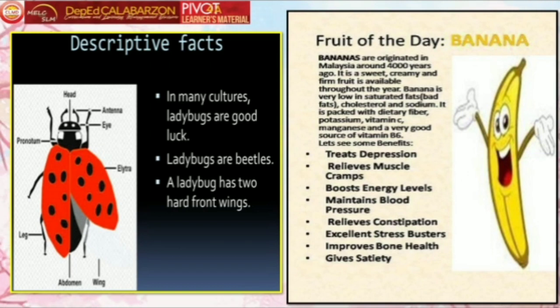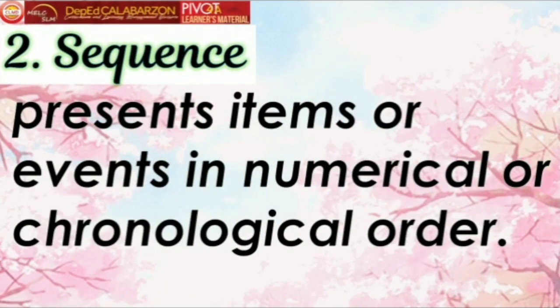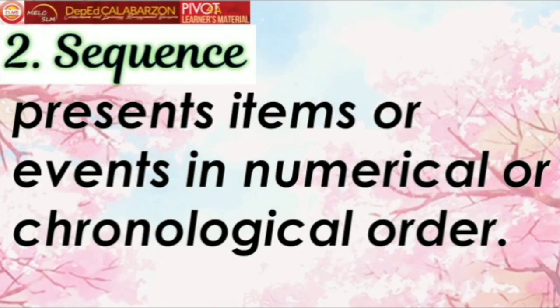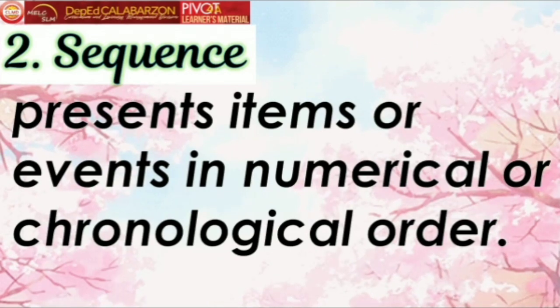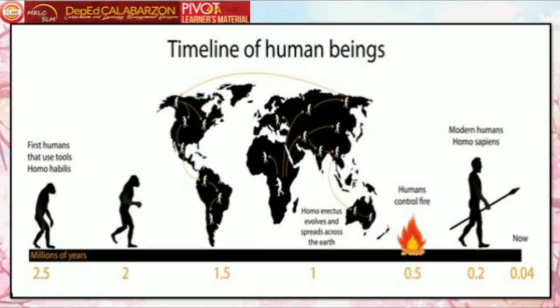You may pause this video if you want to read our examples. The second way in presenting an expository text is sequence. This presents items or events in numerical or chronological order. For example, we have here the chronological timeline of human beings.